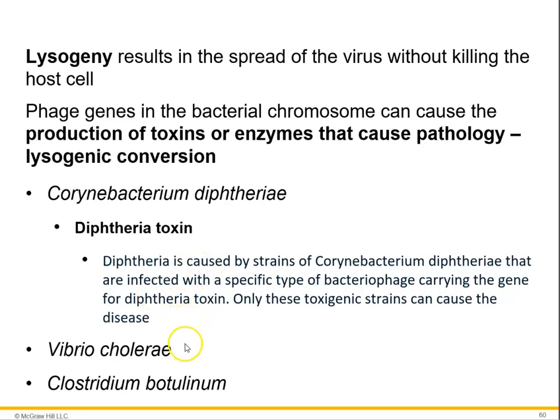For example, Vibrio cholerae has a toxin it produces. Clostridium botulinum has a toxin it produces. E. coli and Shigella each have a toxin that is identical to one another, so it is spread by bacteriophages. So you see this quite frequently.